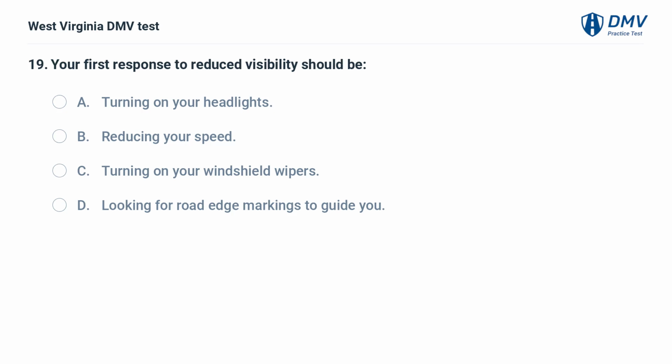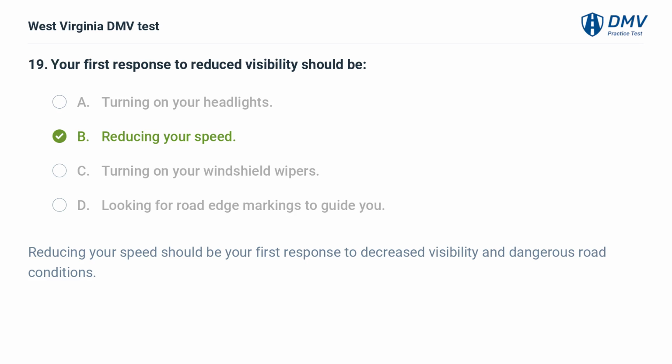Your first response to reduced visibility should be: A. Turning on your headlights. B. Reducing your speed. C. Turning on your windshield wipers. D. Looking for road edge markings to guide you.